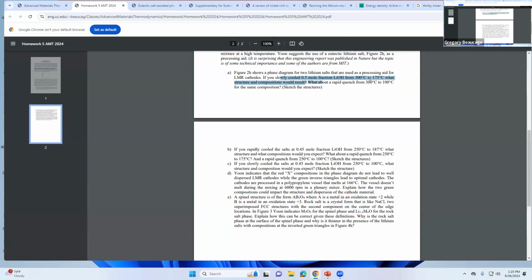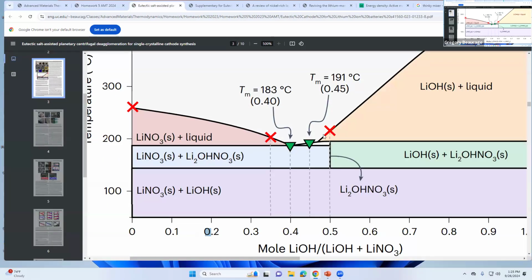If you slow cool, right, slow cool. So that was a quench, I said. If you slow cool at 50% down to this region here, you're gonna go to here, and this is gonna make lithium hydroxide. Particles are coming out, and there's a small amount. This amount over the whole thing is like 1 or 2%. It's almost nothing. So this lithium hydroxide would just kind of fall out.